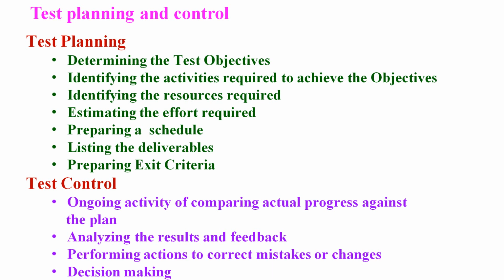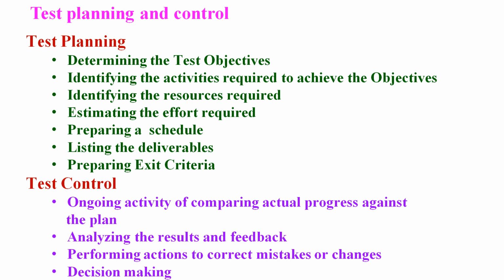In test planning, you have to determine the test objectives. That means for each and every test, we have to determine the objective: what is the aim of this test? There will be thousands of tests in a project, so each and every test objective has to be defined. Objective means the main goal, the purpose for which we are doing this test.